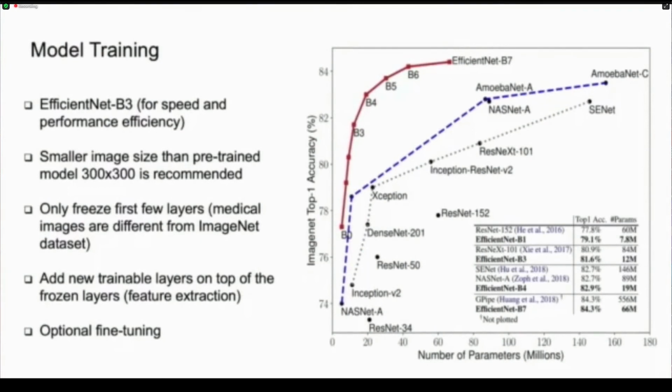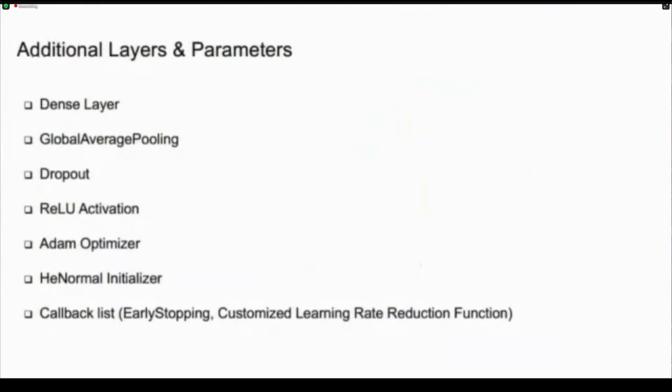The next few steps will highlight the hybrid approach. So rather than directly applying the entire pre-trained model, which will not necessarily improve the result, we are going to freeze the first few layers and add new trainable layers on top of the frozen layers for future learning and extraction. The next slide highlights the layers and parameters that are going to be added to the EfficientNet B3 model.